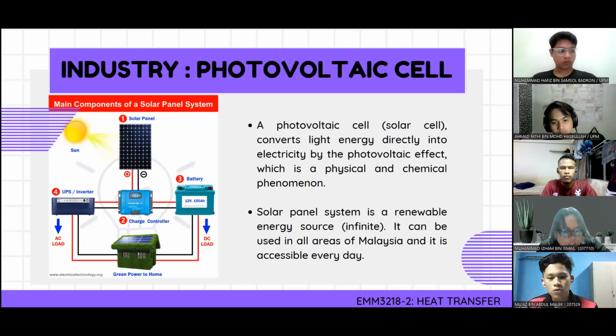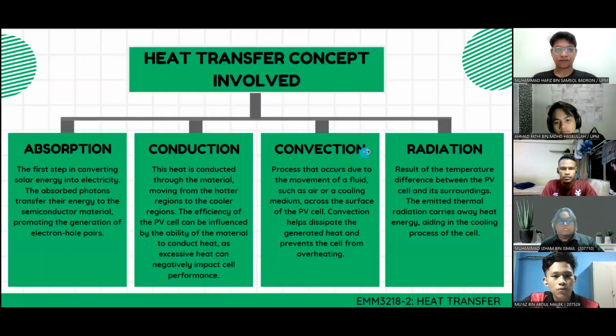So it can be used in all of Malaysia, as you know that Malaysia has a really stable climate, where we will see sunshine every day. For the concept of heat transfer, it's actually like the electric kettle application, but now I just want to explain how sunlight becomes electricity.